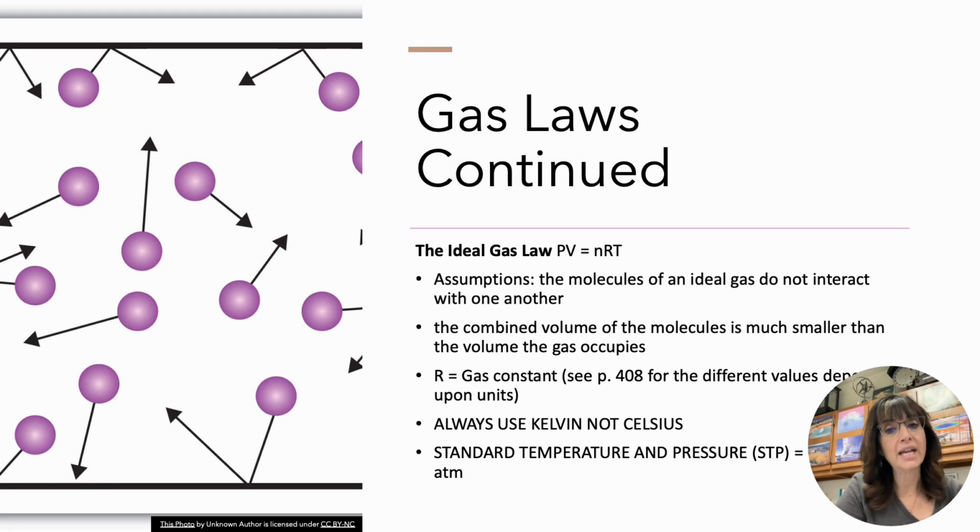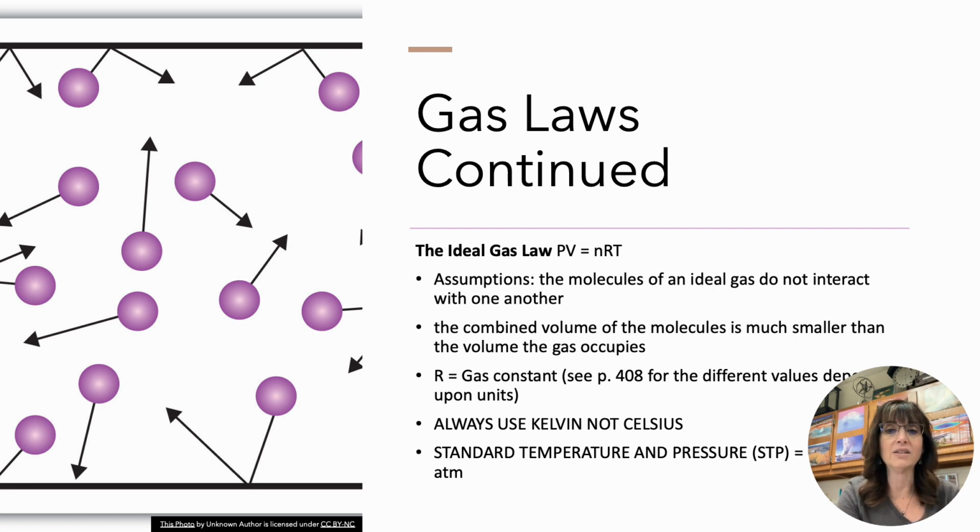Then we have the ideal gas law, which relates everything. PV equals nRT, P is pressure, V is volume, n is moles, R is an ideal gas constant. There are several of these in the textbook. Just really pay attention to your units and pick the right R value. And T is temperature, must be in kelvins, not Celsius. Remember, Celsius plus 273 gets you Kelvin.